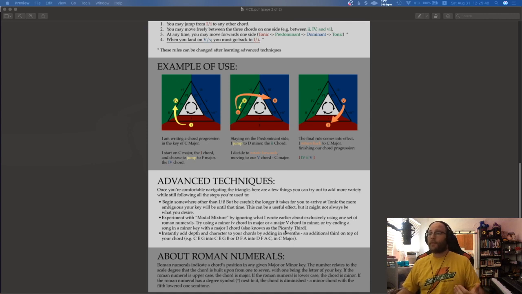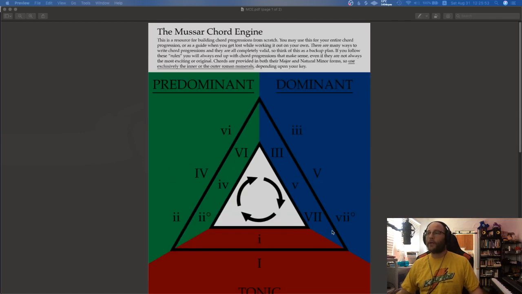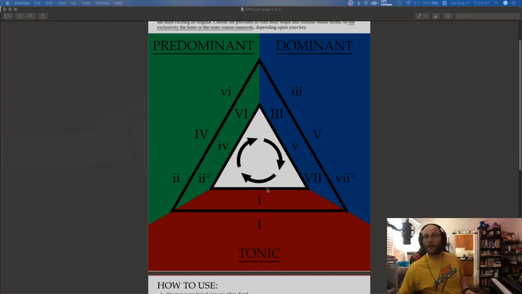You can also experiment with something called modal mixture or mode mixture by ignoring this thing I wrote up here about using exclusively the inner or outer sides of the triangle. Maybe we start in minor, such as A minor. And then maybe we go to a four chord, which is D minor. And then we go to a five chord, which should be E minor, if you look in the inner circle, or the inner triangle, I should say. And then we go instead to the major five.